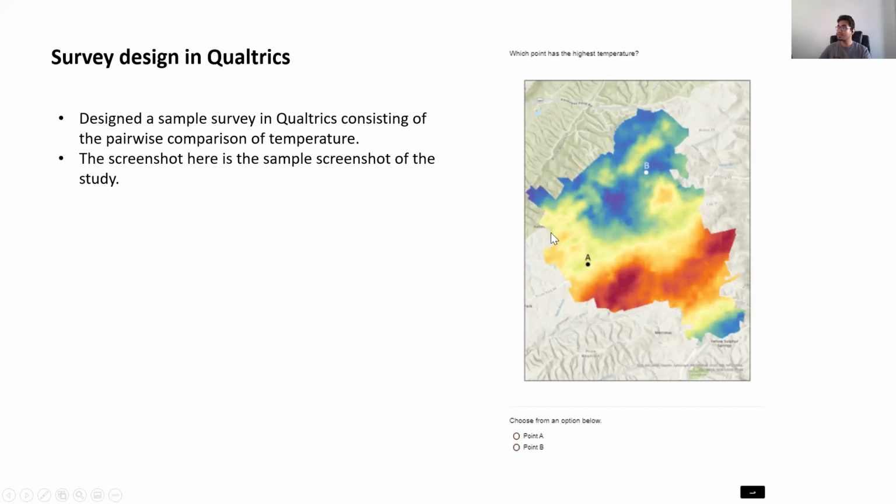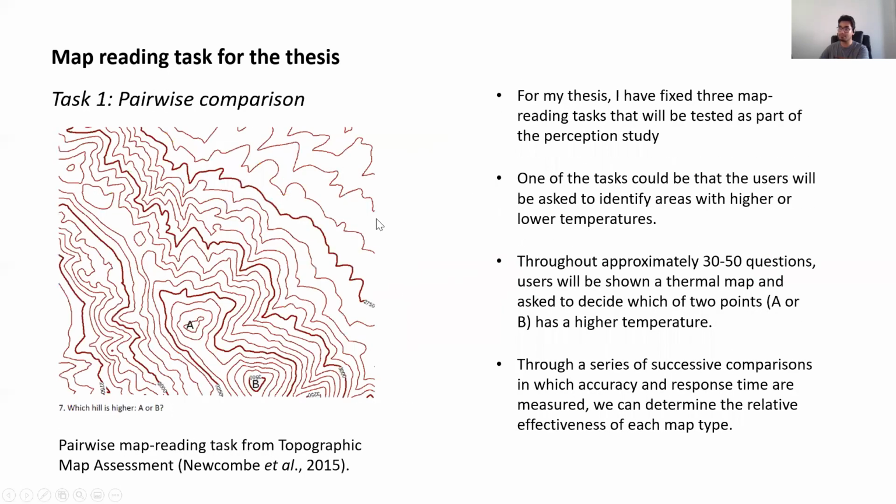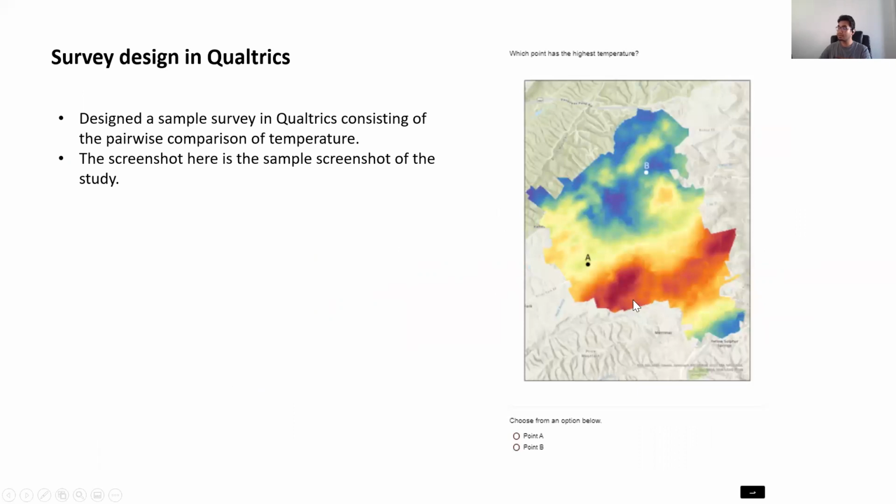Here is the first map reading task, which I have described here, the pairwise comparison. Here you can see a thermal map of Blacksburg, and you can see 2 points in here. The question is which point has the highest temperature, and they will be given an option to choose from below, whether it is point A or point B. I guess for the image right here, we can understand that point A has a higher temperature.